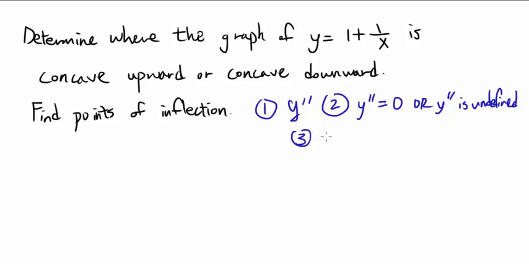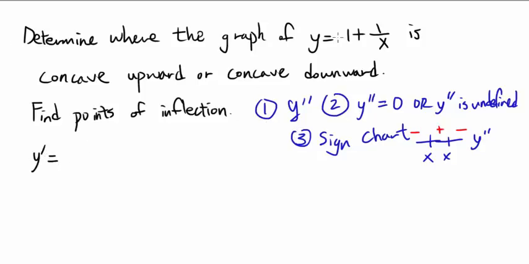and we're going to make a sign chart. We're going to make a sign chart with y double prime and with all the points that we determined in part 2 located in the chart, and we're going to determine where y double prime is negative and where y double prime is positive, and we're going to use this chart to make the final conclusion. So let's do just that. We're going to start by finding y double prime.